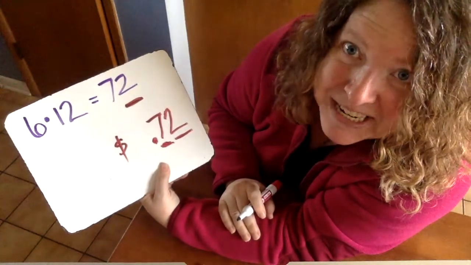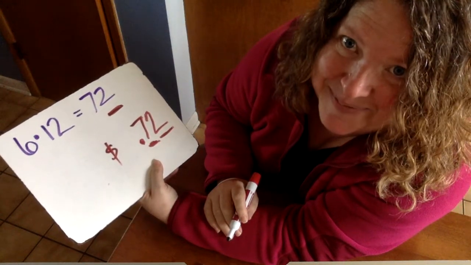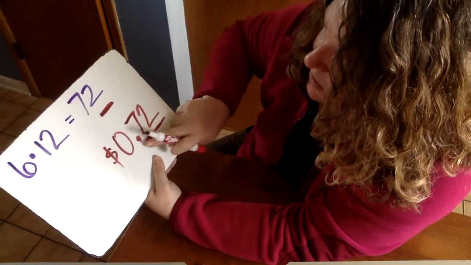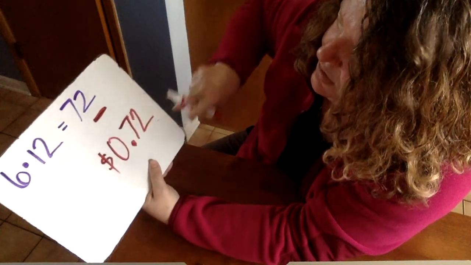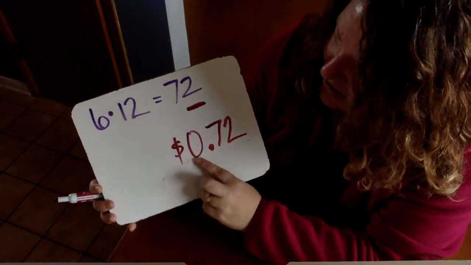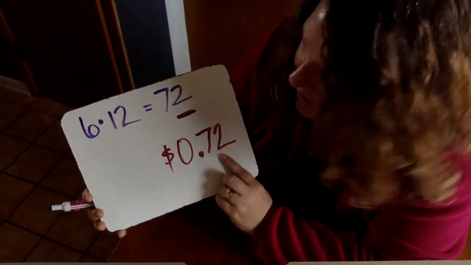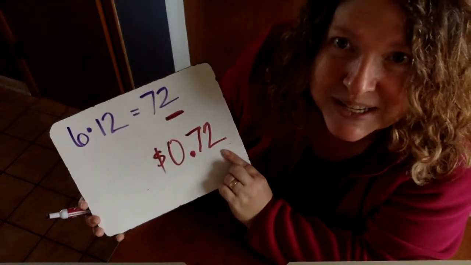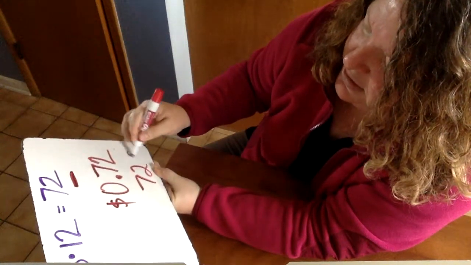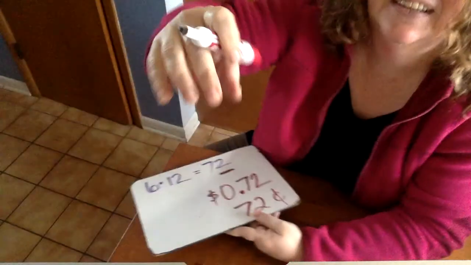There's our decimal point. And what are we going to put in the ones place? Well, we have to put a 0. We can't leave nothing. We've got to put a 0. And we know that 72 cents is $0.72. And that's how we're going to write it as the decimal with dollar sign. Remember, we could also write it with the cent sign at the end, 72 cents.